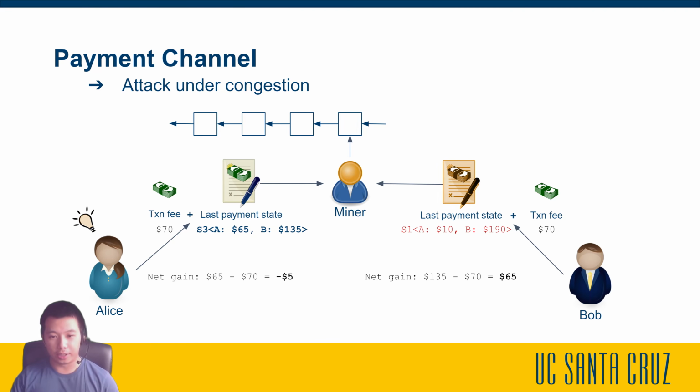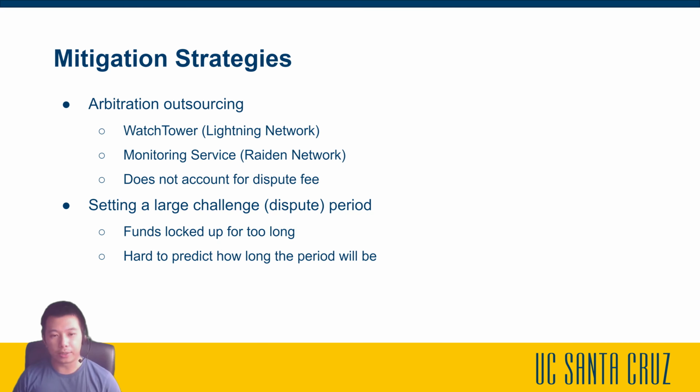This is a huge issue, and previous works have focused on ensuring that Alice's dispute transaction will always be able to make it to the contract. Works like Watchtower and Monitoring Service allow delegating the dispute process to a third party, who will make the dispute on Alice's behalf if she's not online. However, a successful dispute does not account for the high cost of the transaction fee. One way that we can approach this is by setting a large dispute period, one that would encapsulate the period of congestion.